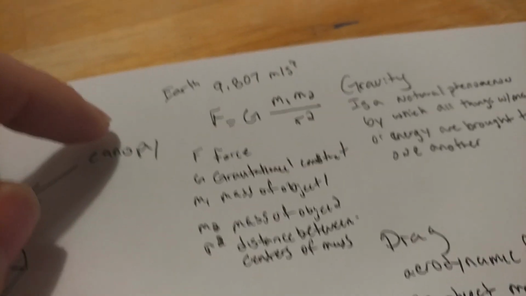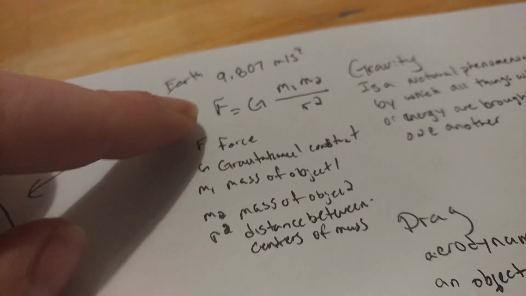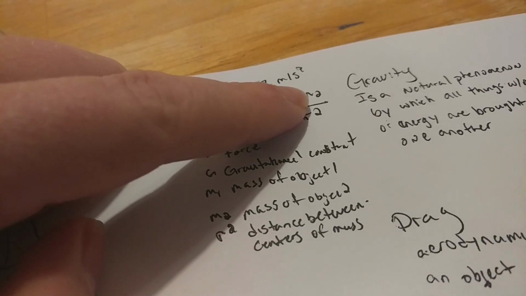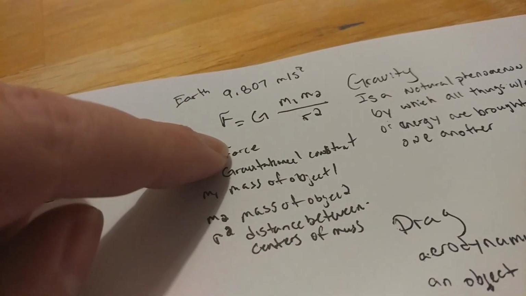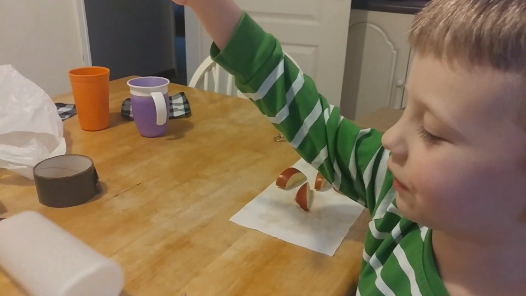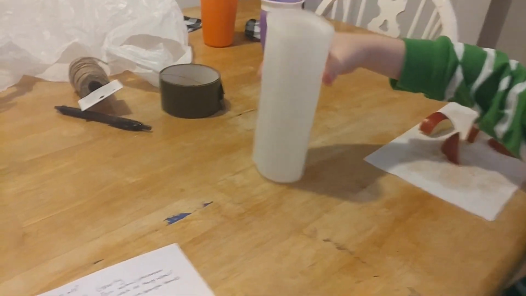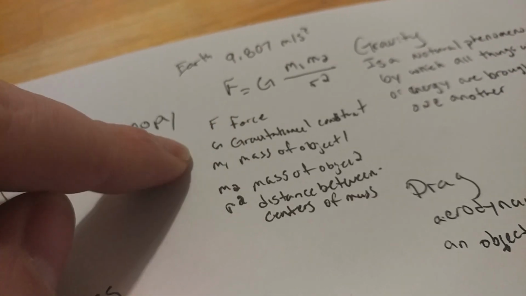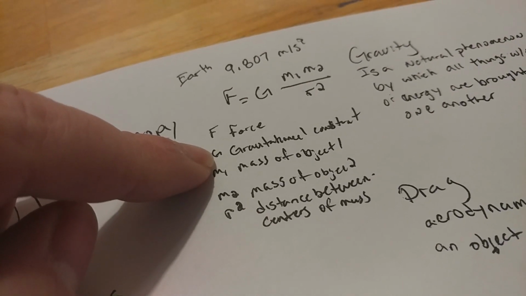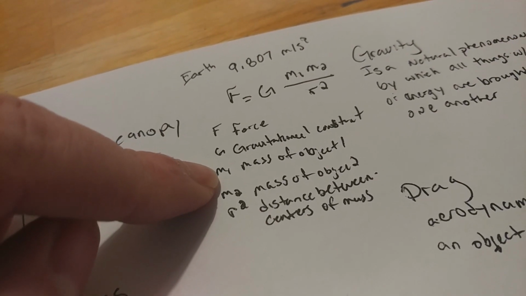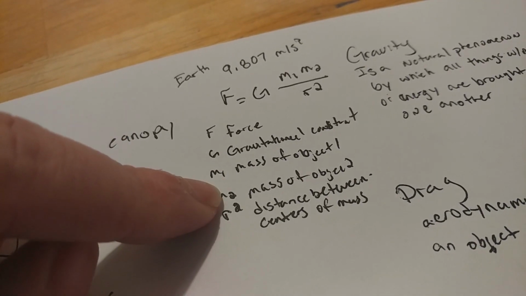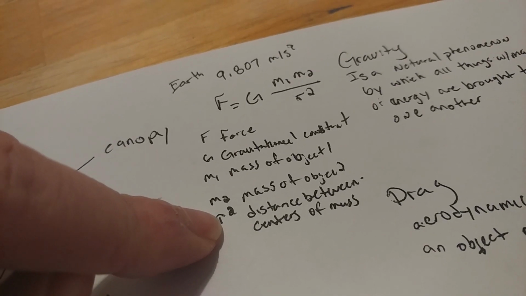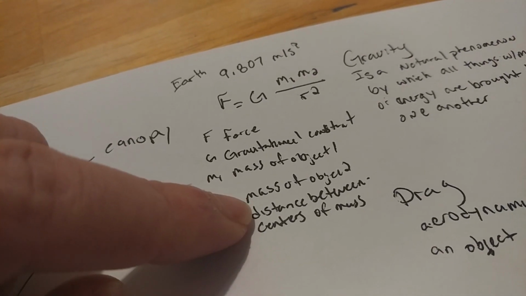Now, there's a formula to determine gravity. It is F equals G times M1 M2 over R squared. If we just put this in the sky, it doesn't fly. It just drops on the table. Well, that's because of gravity. Wherein F equals force, G is a gravitational constant, M1 is the mass of an object, M2 is the mass of the second object, and R squared is the distance between centers of mass.